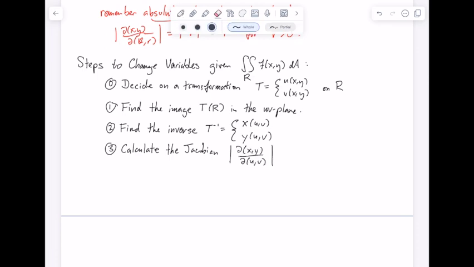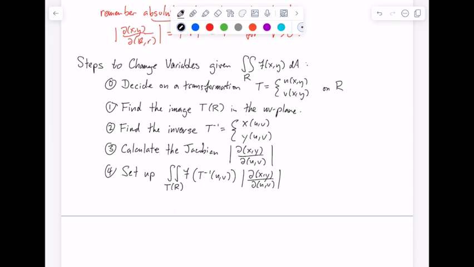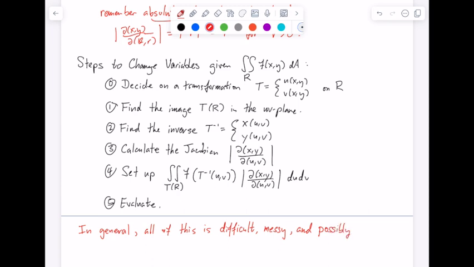Then finally, once you have that, the fourth step is to set up, using the change of variable formula, your new integral in terms of u and v. And finally, as kind of an afterthought at this point, in step 5, you should evaluate this. Now in general, all of these steps are going to be very difficult in the real world, and oftentimes it's probably impractical to apply. But because this class is not the real world, you should be well practiced in applying these steps wherever it's possible in a given problem.